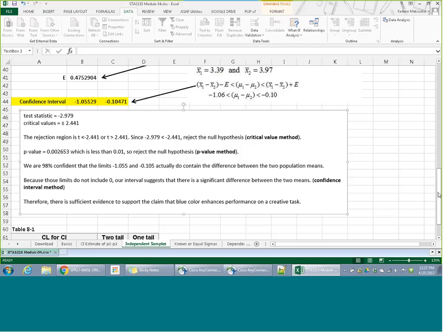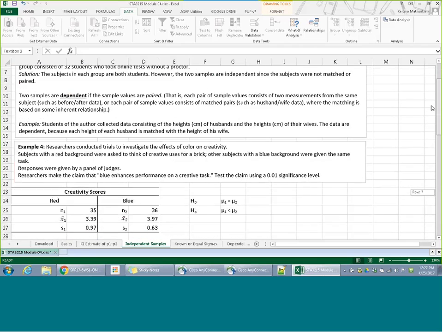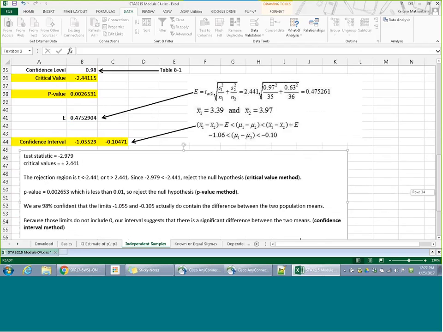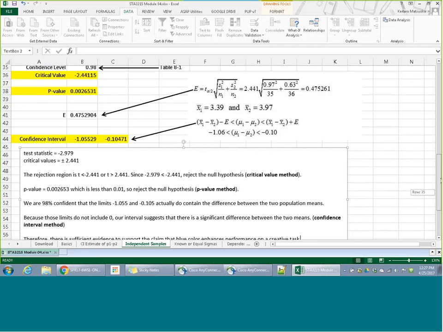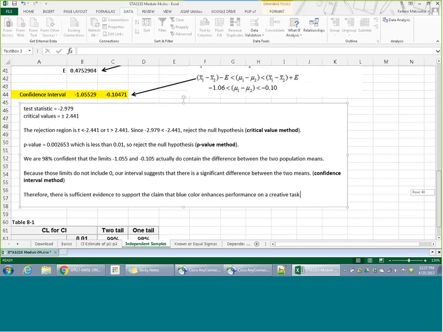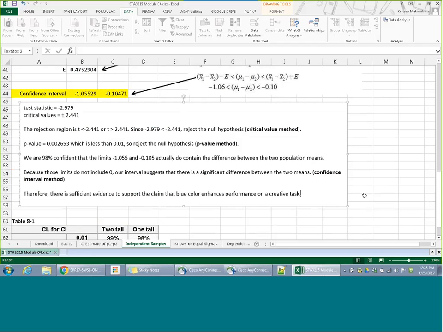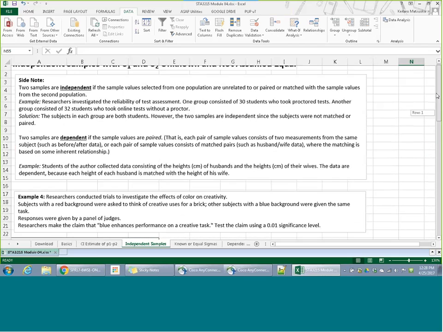Okay? So that is a lot I covered in the little rambling I just did. If you didn't quite get all that, I recommend you go back and review what I just did. But the end result is that regardless of which method you pick, the conclusion is the same: blue does seem to help with creativity, at least in this problem. Okay, so if you have any questions, let me know.